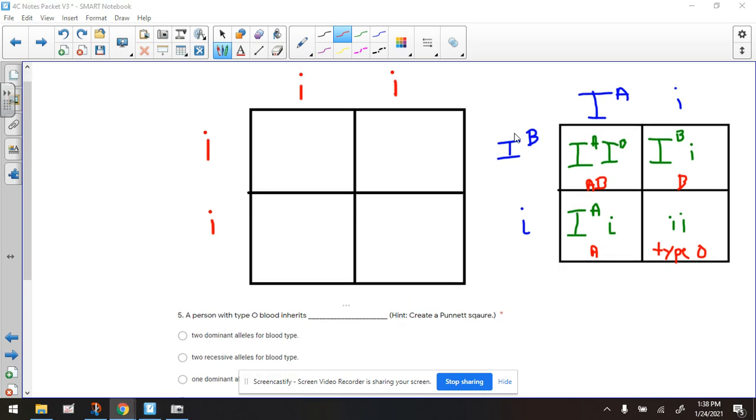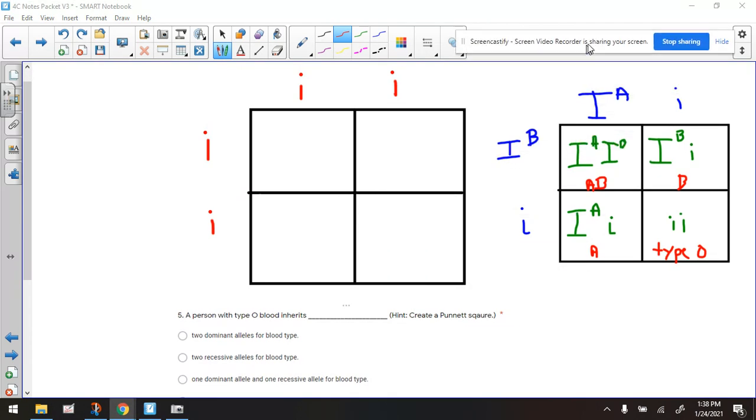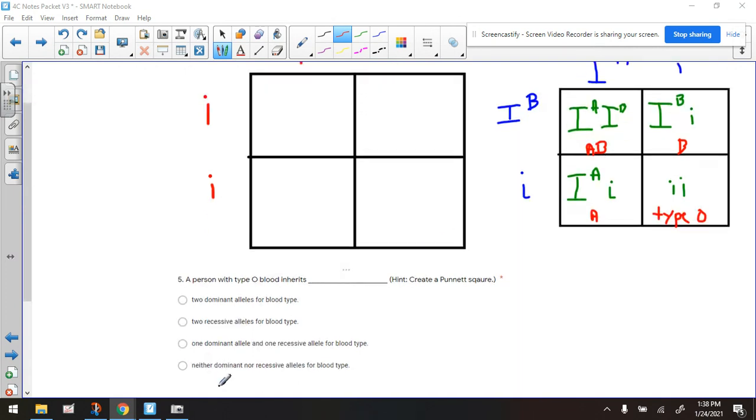We're taking a look at question number 5 from quiz 4C for science. Number 5 reads, a person with type O blood inherits, and then we have to figure out which one of these 4 situations is true. So is it 2 dominant alleles for blood type, 2 recessive alleles for blood type, 1 dominant allele and 1 recessive allele for blood type, or neither dominant nor recessive allele for blood type?